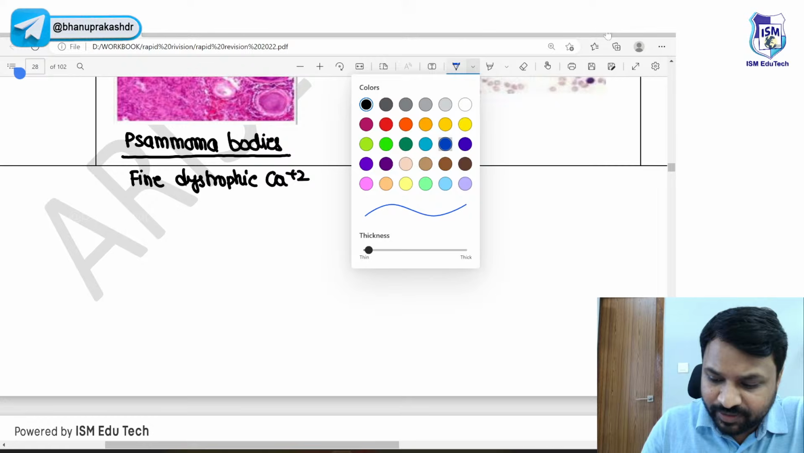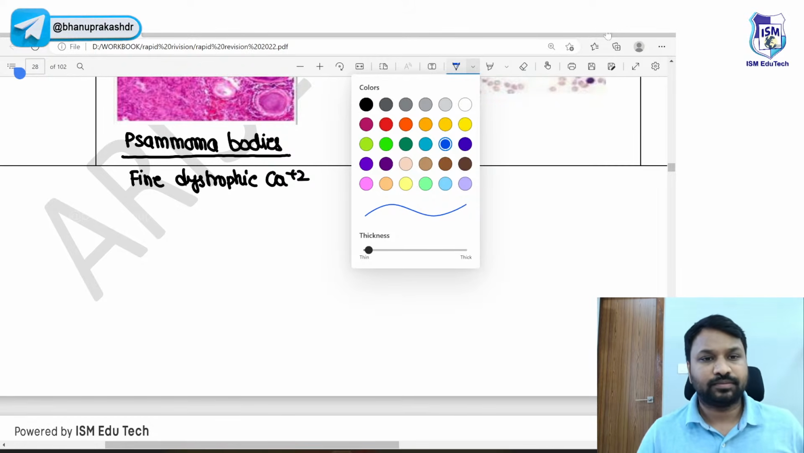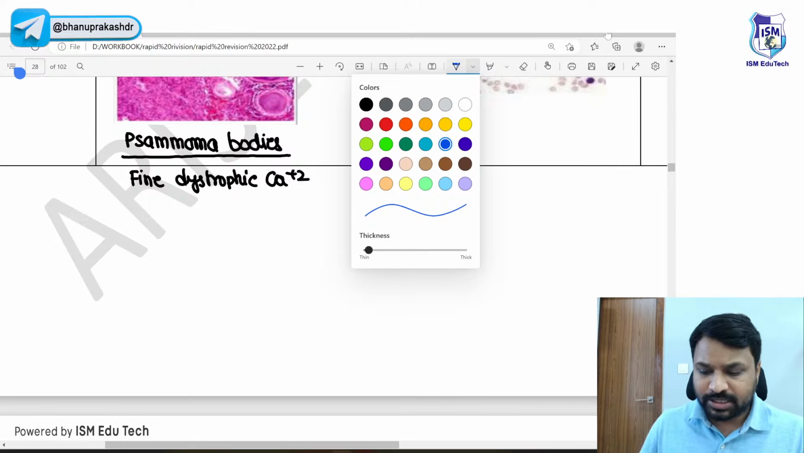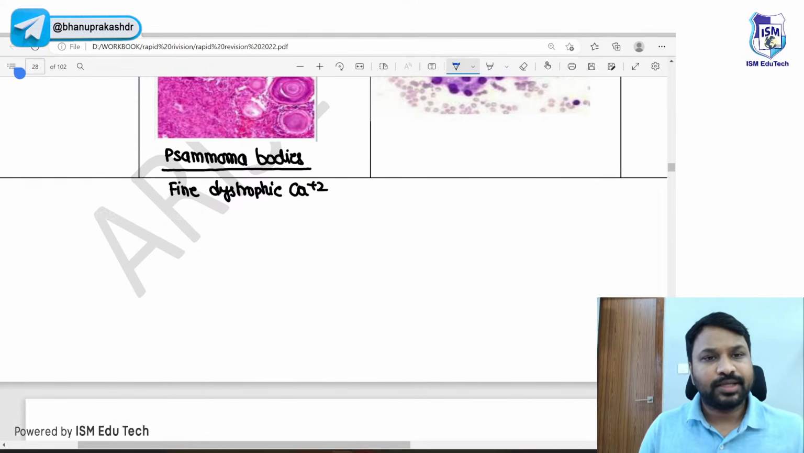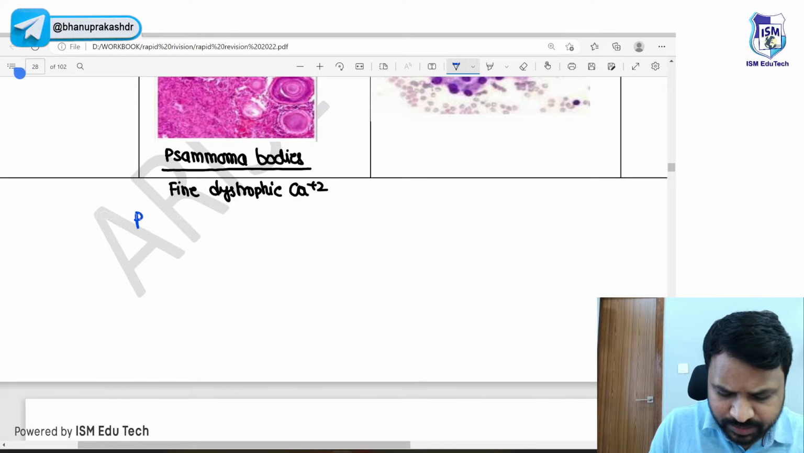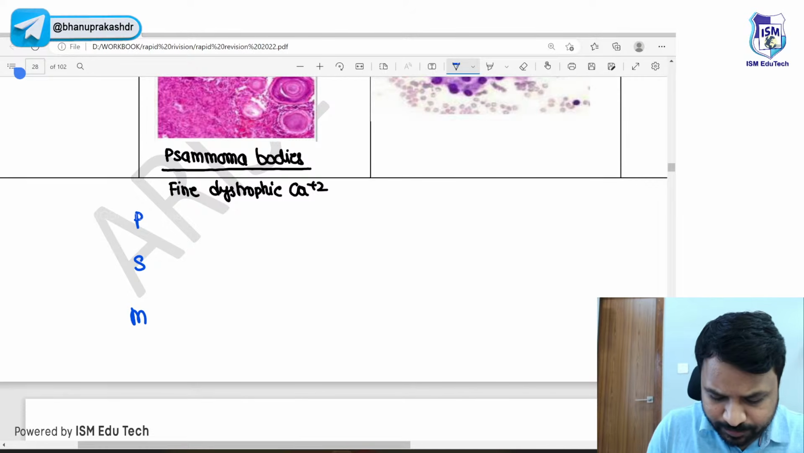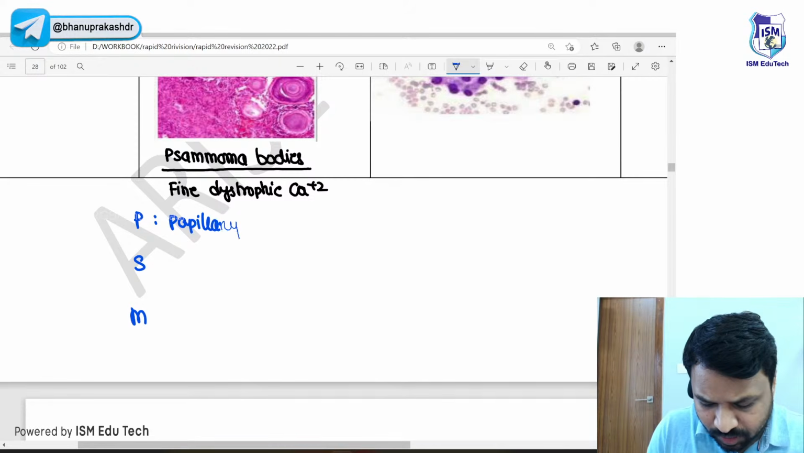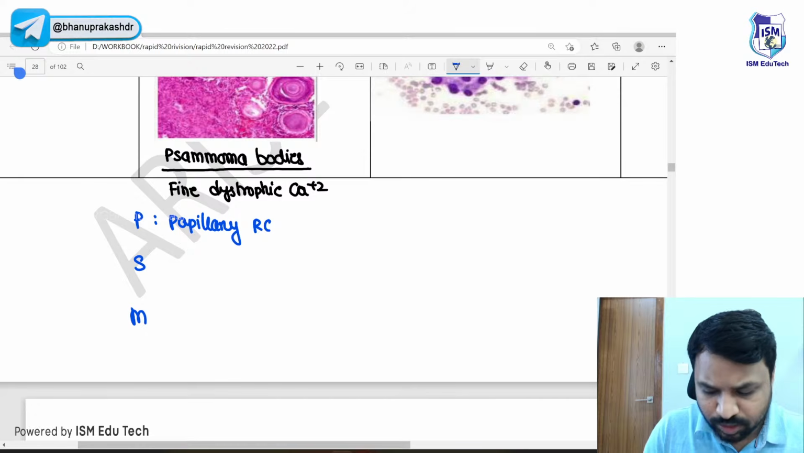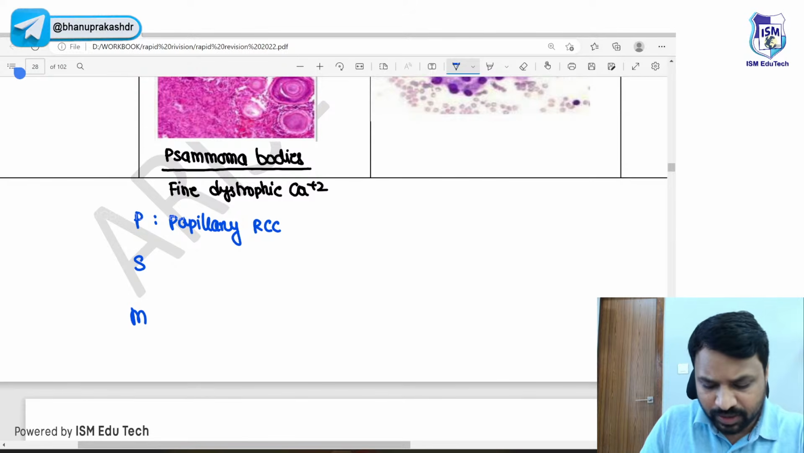Now, can you tell me where else do you see psammoma bodies? Anybody? Where else do you see psammoma bodies? Quick feedback. Psammoma bodies, they're seen in your favorite subject. What is your favorite subject? PSM. What does P stand for? It is the papillary variant of renal cell carcinoma and obviously the papillary variant of thyroid cancer.